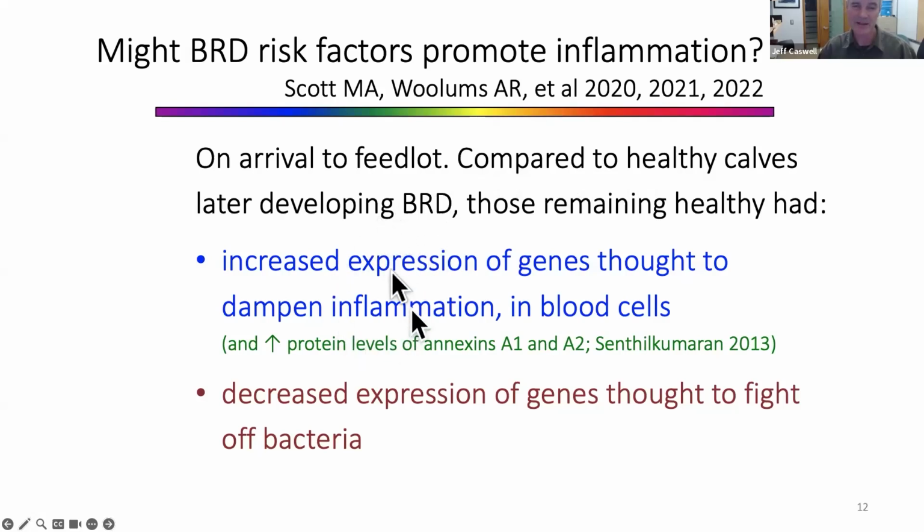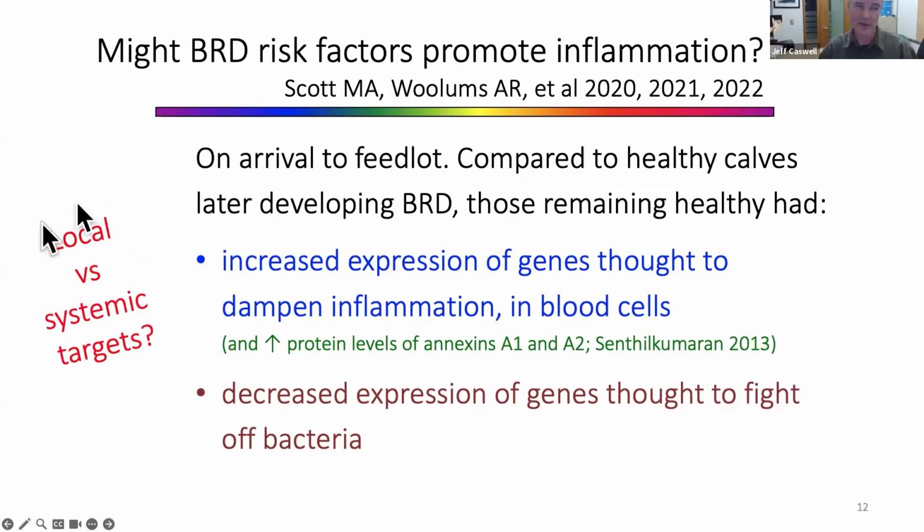And similar to us, they found that in the calves that later developed bovine respiratory disease, cells within the blood had increased expression of genes that are usually thought to dampen or reduce inflammatory responses. That aligns with what we saw in the 2013 study. And conversely, there was a decreased expression of genes that were thought to fight off bacteria. So it's work that very much aligns with what we saw.